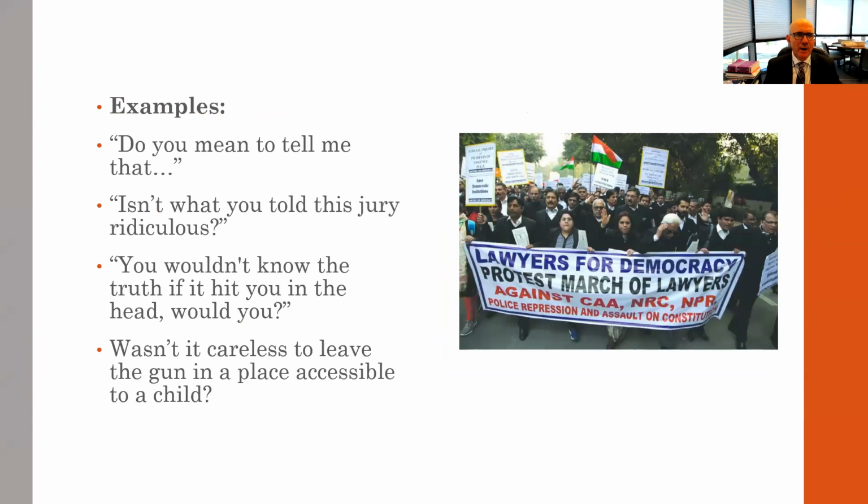Now, some examples are, and you can hear prosecutors stating these questions to the witness. Do you mean to tell me that? And of course, this is when we have a witness there on the stand, and prosecutors are asking questions like this. Isn't what you told this jury ridiculous? Of course, this may be an exaggeration, but you get the point. You've heard questions like this many times before at trial. You wouldn't know the truth if it hit you in the head, would you? That sort of thing. Here, of course, the objection is argumentative.